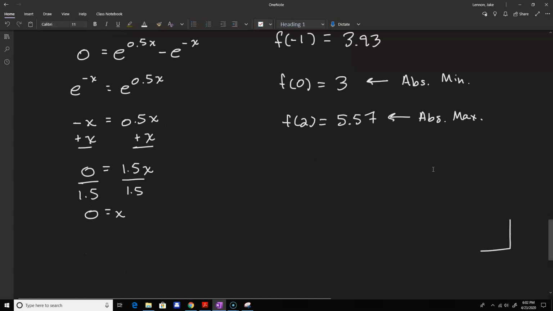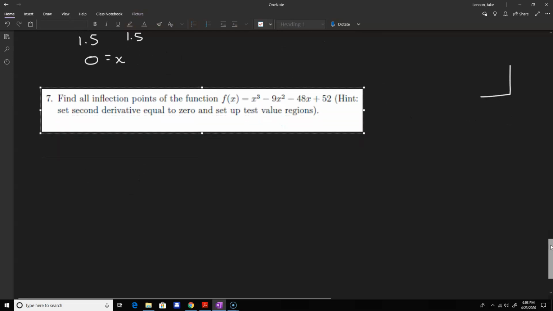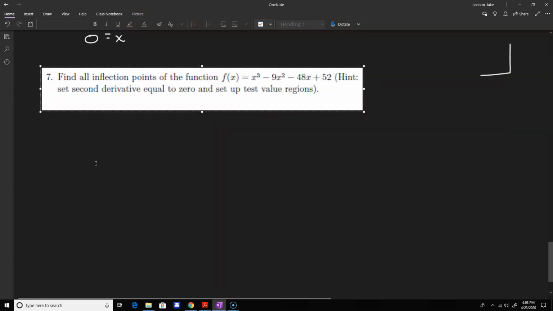So all set there. Let's go ahead and move on to the next one. So for 7, we're trying to find the inflection points, which is really not so different from finding critical points, but we just need to set the second derivative equal to 0 and set up test value regions for the second derivative. So that's not going to be so bad here.